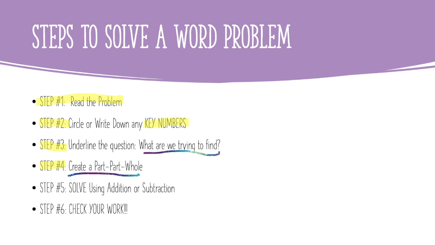Step number 5 is solve. The big time leagues, the big deal, the big thing. We're trying to solve using addition or subtraction with the information we got from steps 2, 3, and 4.